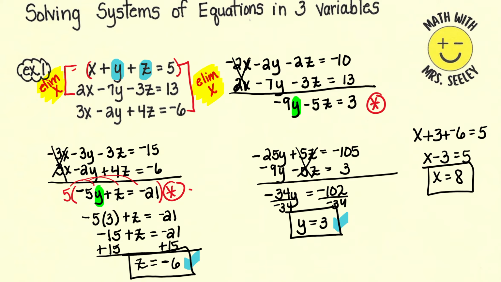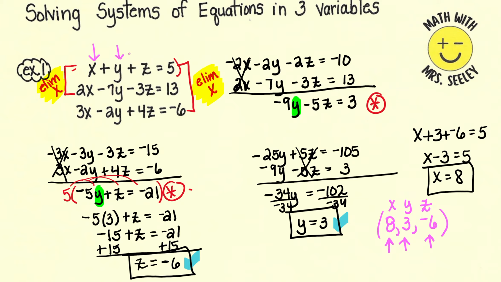Some teachers like that written as an ordered triple. So x, y, z, and it goes in order, x, y, z. Now, you can check these problems. What you would do in order to check is you're going to take your x, your y, and your z. You're going to go back to the original three equations, and you're going to plug them in.